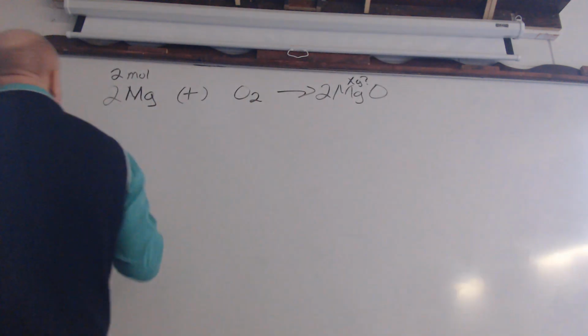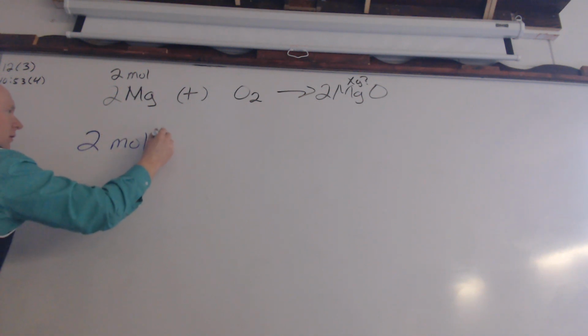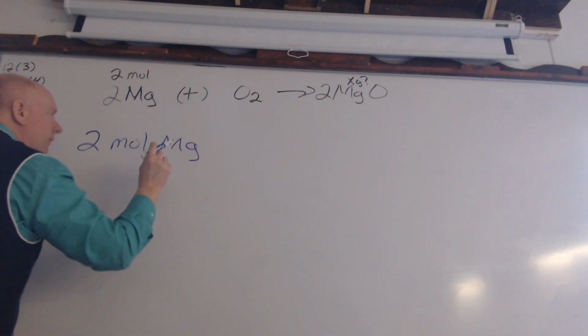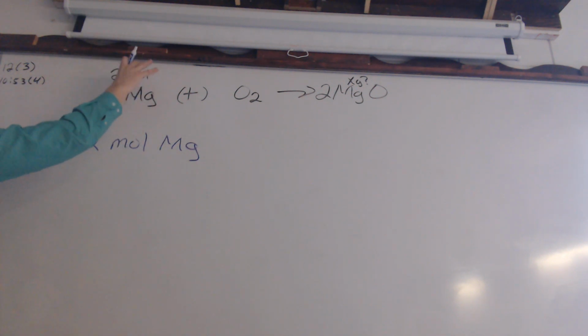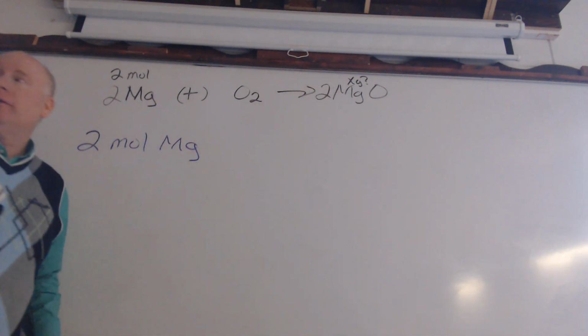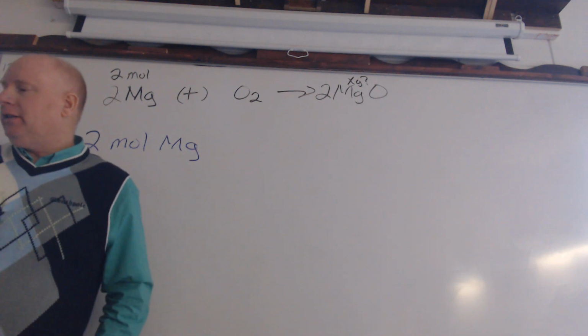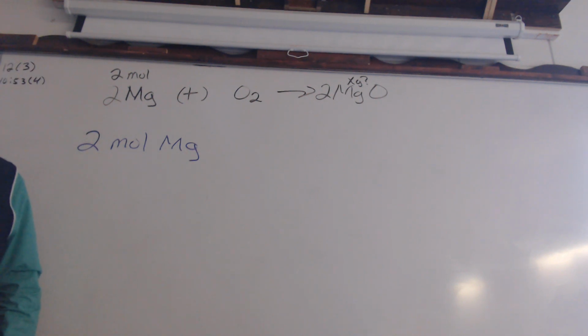All right. So if we've got 2 moles of magnesium, okay, we've got to get from the reactant side to the product side because it's asking for grams of that magnesium oxide. And in this case, this is one of the maybe few exceptions.